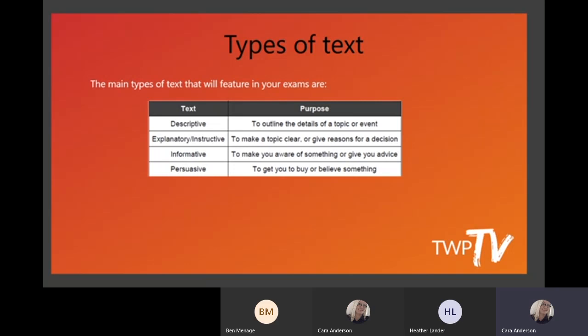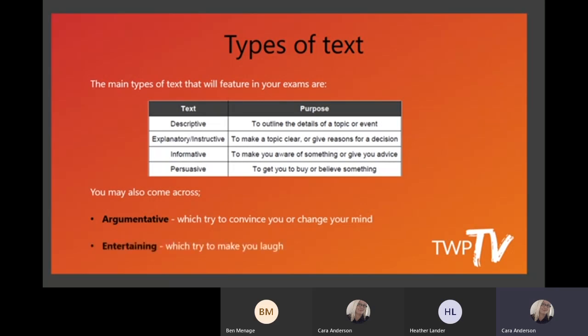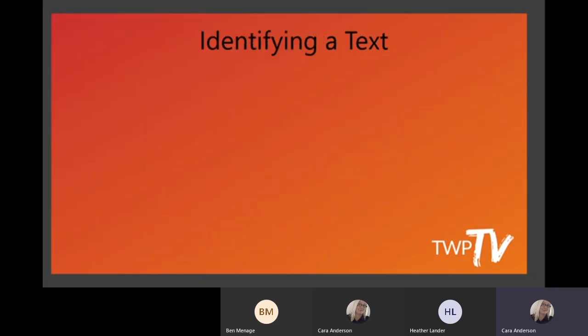So they're the 4 main ones that you're going to look at, or that might be presented to you. You could also have something that's very argumentative. Obviously it's going to try and convince you to change your mind against what you believe in, or what football team you support. Or you might have something that's entertaining. I'm yet to see anything that's entertaining in the exam, but you never know, you might get lucky.